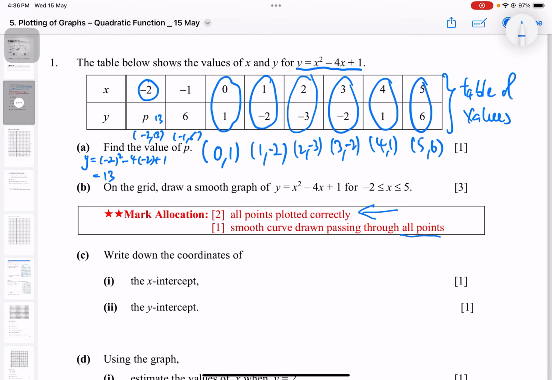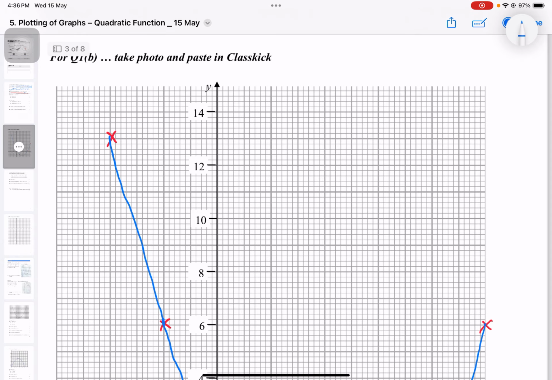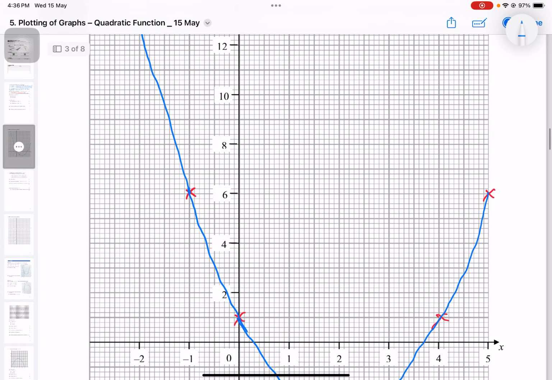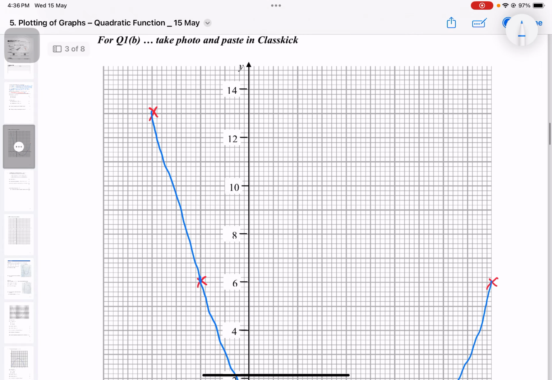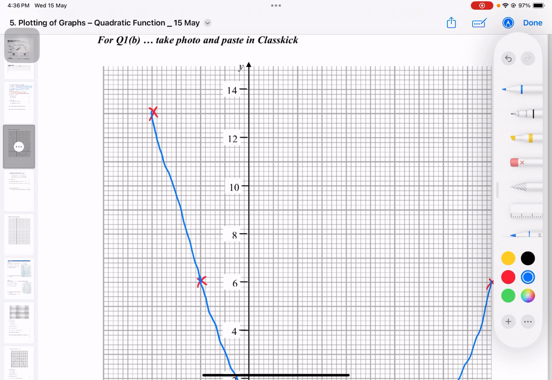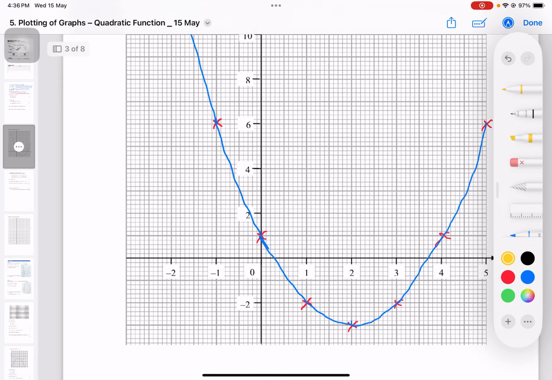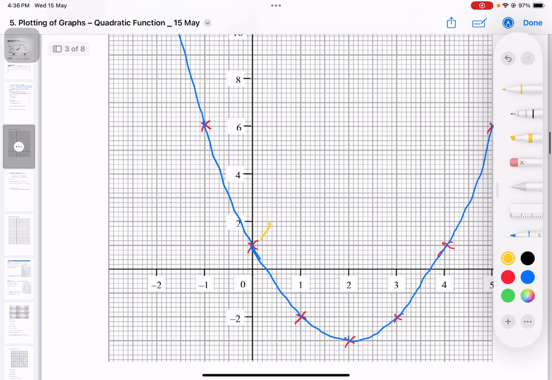Write down the coordinates of the x-intercept. First, the y-intercept. Maybe let me use yellow color. The y-intercept is this one here. This value is 1, but the coordinate is: never move to the left, never move to the right, so it's (0, 1).